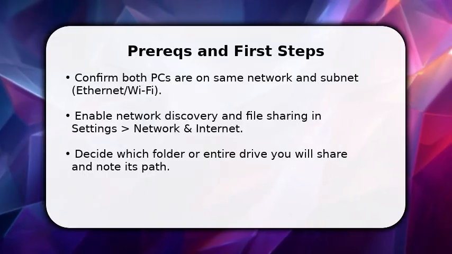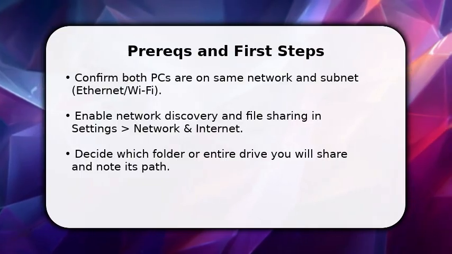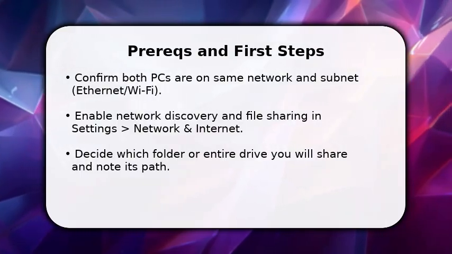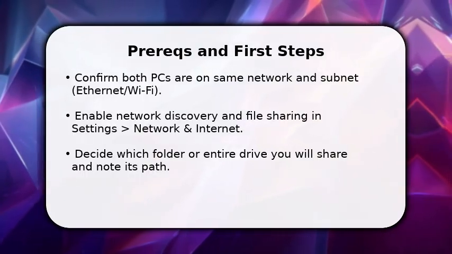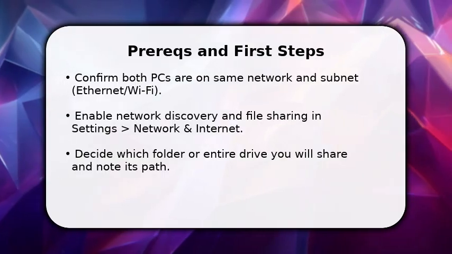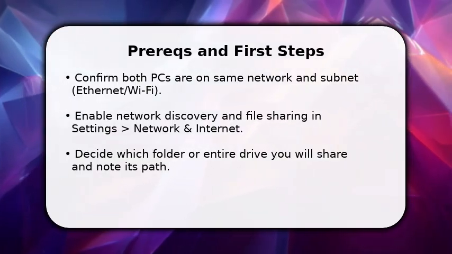You start by verifying prerequisites. Both machines must be reachable on the same network, and you need administrative access. Once done, enable network discovery and file and printer sharing in Settings, Network and Internet, Advanced Sharing.